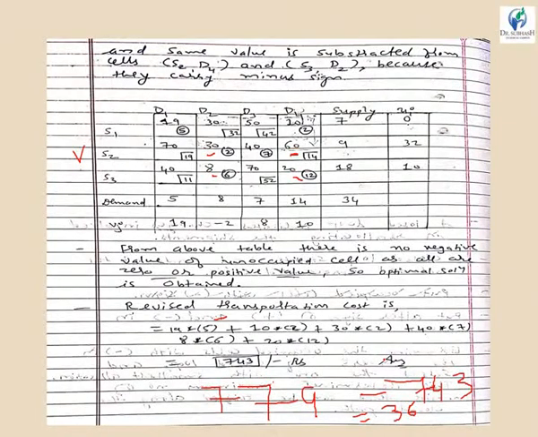When you obtain the optimal solution, all the unoccupied cells' opportunity costs should have a positive or zero value. If any negative value is obtained for an unoccupied cell, then you will have to draw the loop, do the reallocation, and then again find the total transportation cost. Thank you.